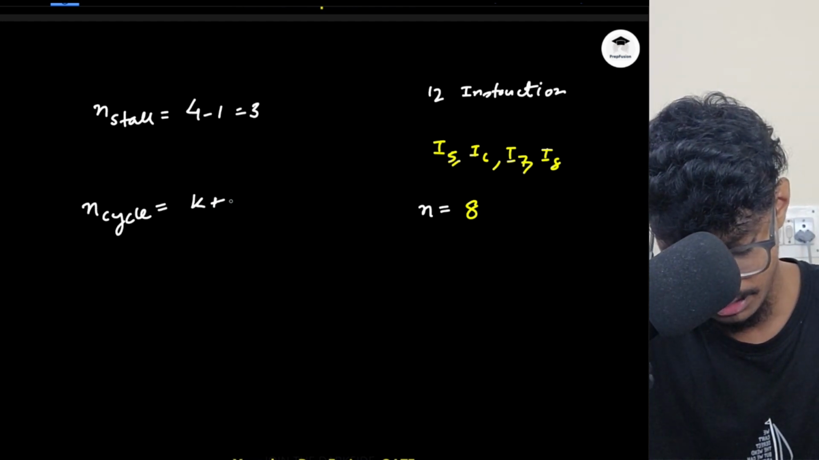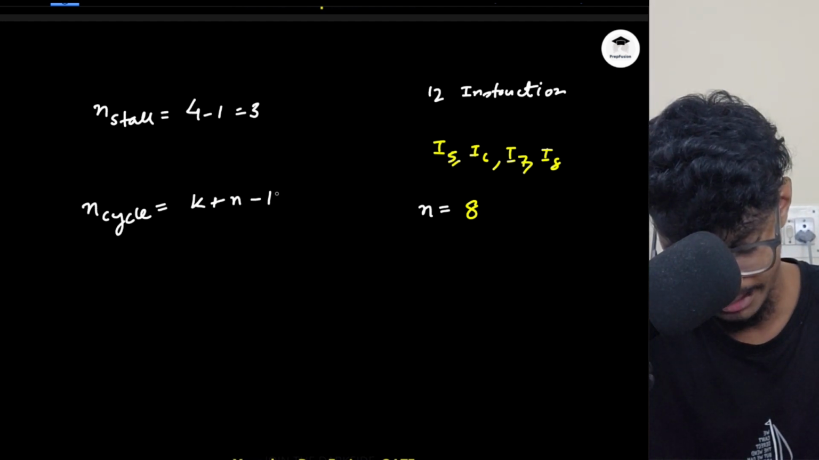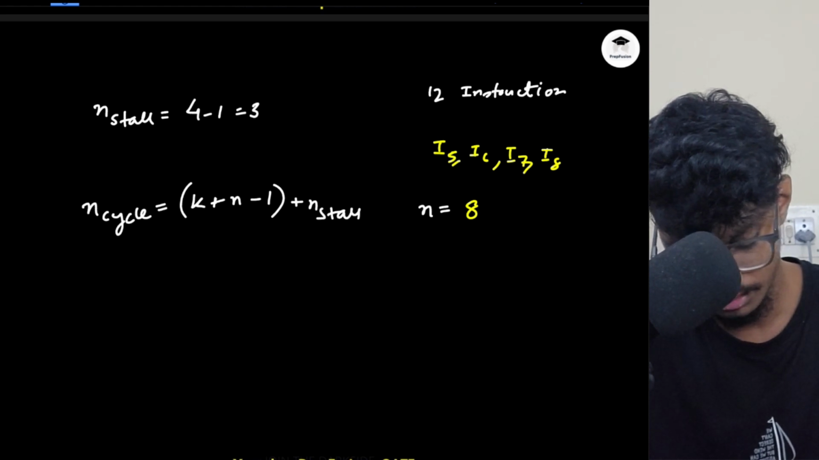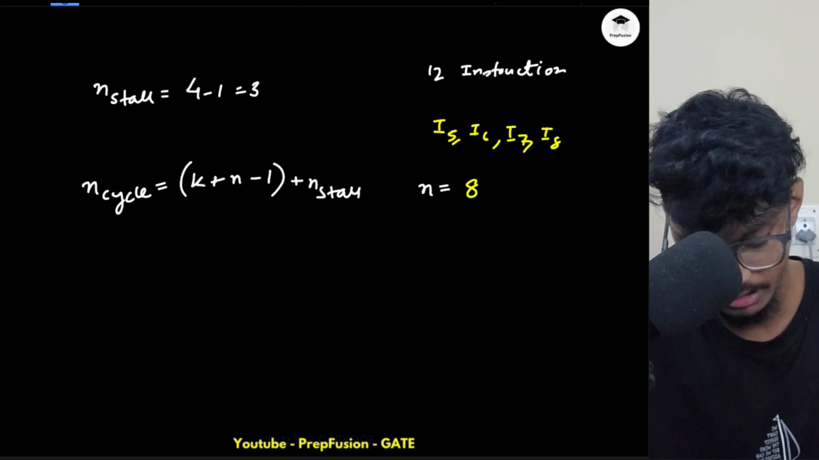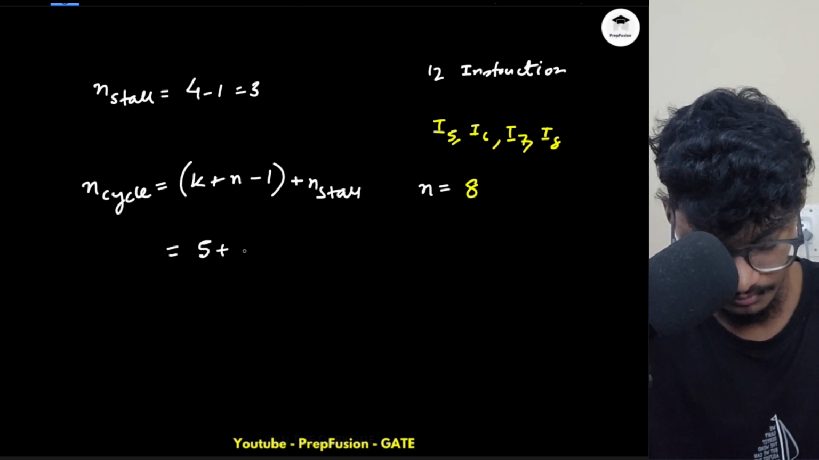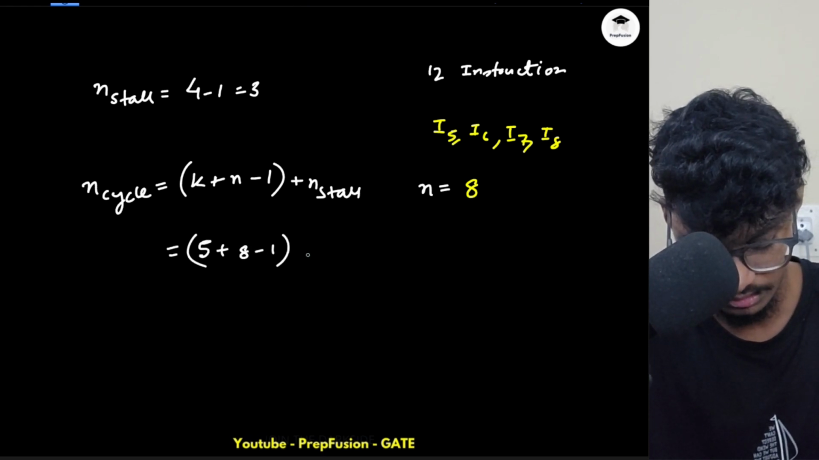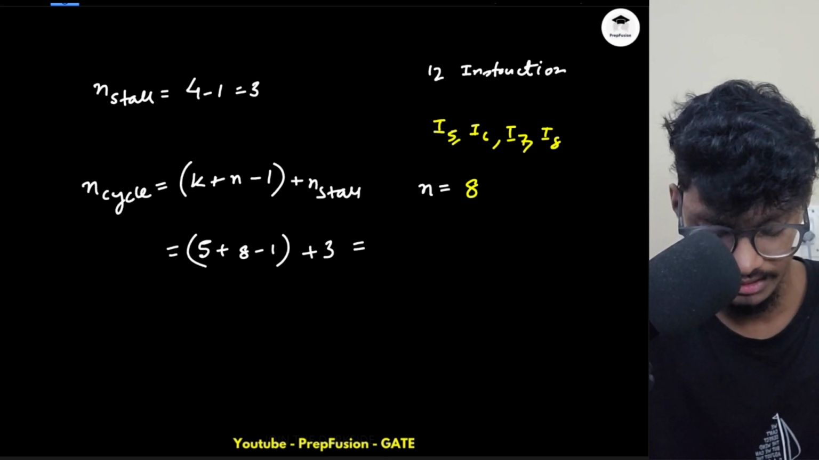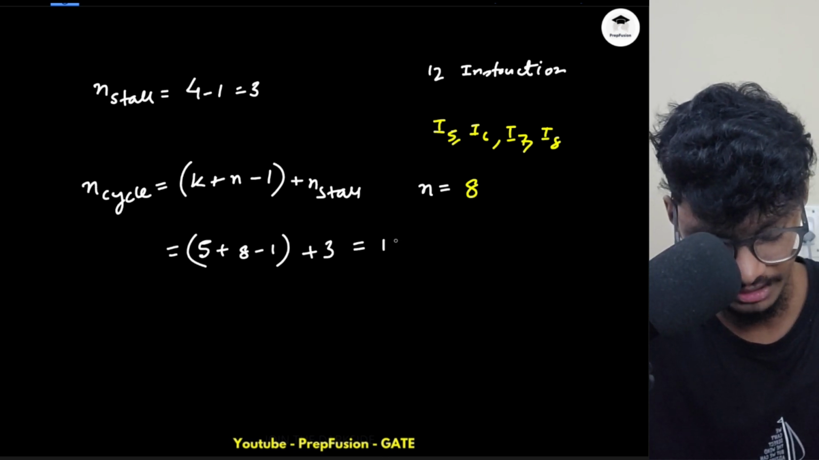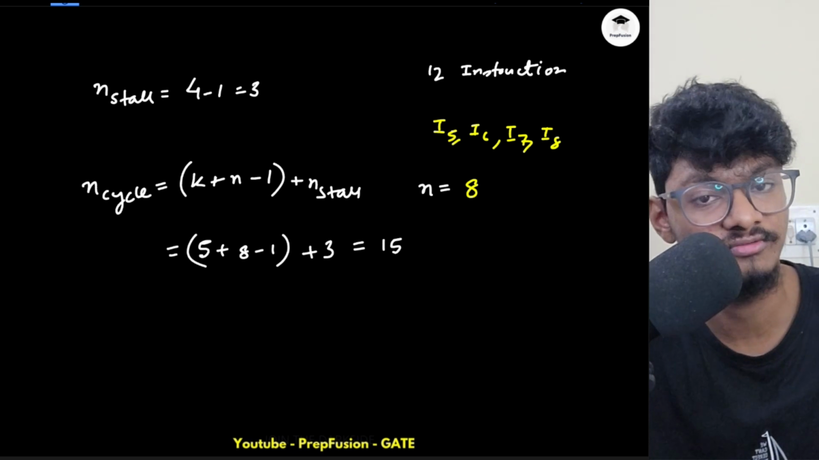K plus n minus 1 plus n stall. So k is already given, k is 5. Okay, so this will be 5 plus 8 minus 1 plus 3. So this will be 13 minus 1, 12 plus 3, 15. So in total it is taking me 15 cycles.